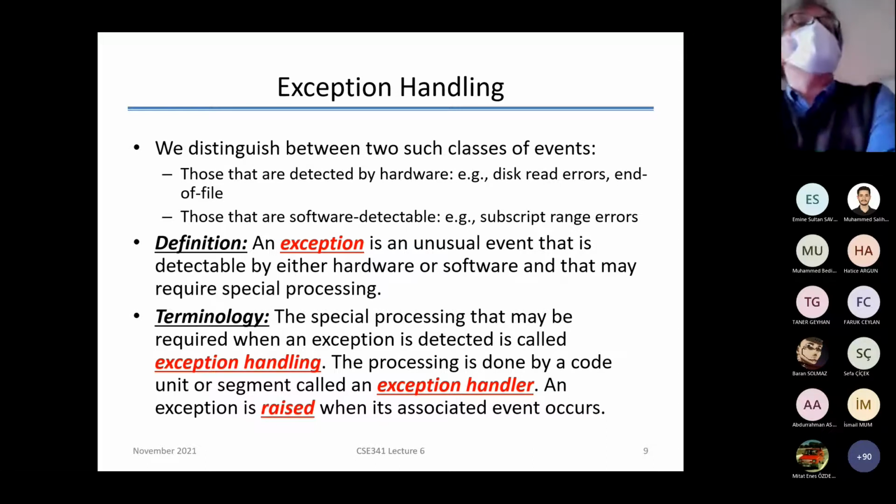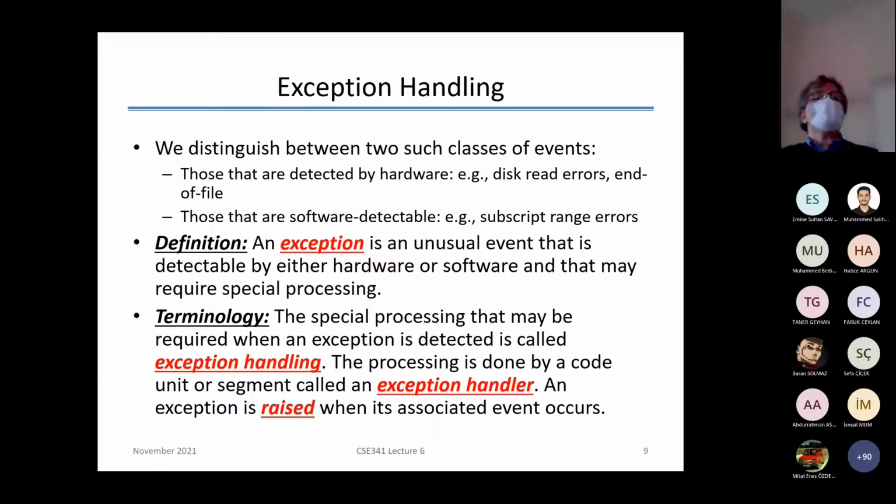All right, so for exception handling, we said we can have two different types of events that can cause an exception. One is the hardware, so like a discrete error, end of file, and so forth. And some of these are actually software detectable, like if you have it in your language that can detect subscript range errors or something like that. So the exception in this case is an unusual event, and it can be detectable either by hardware or software. And we have a few parts of the terminology.